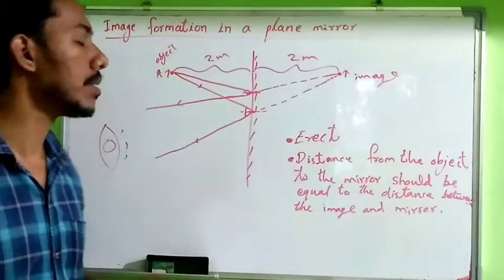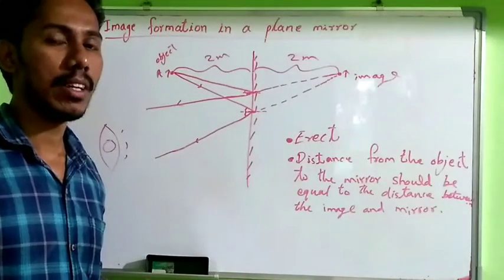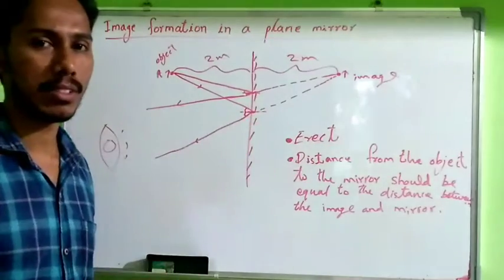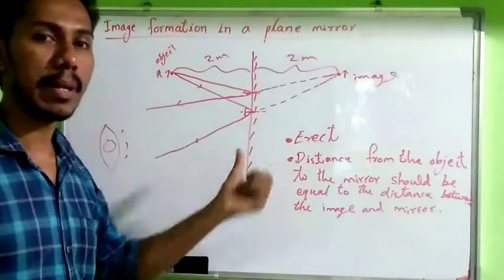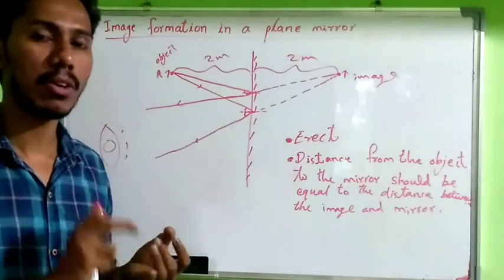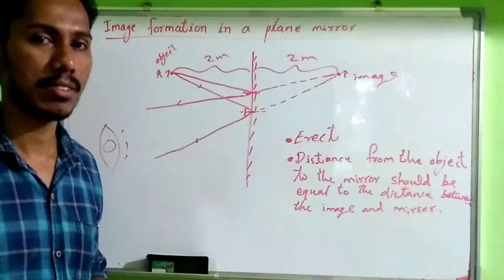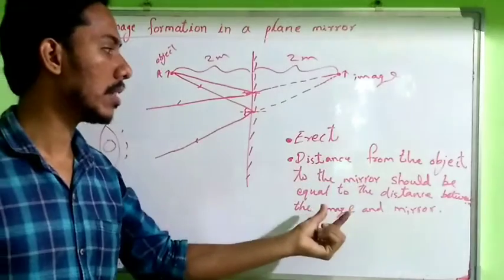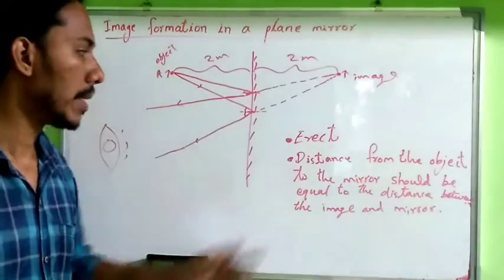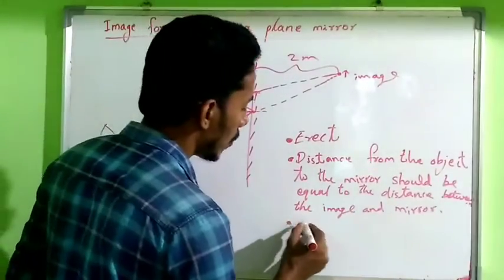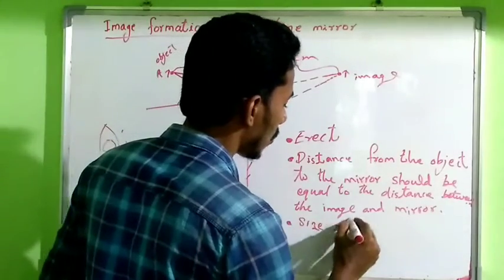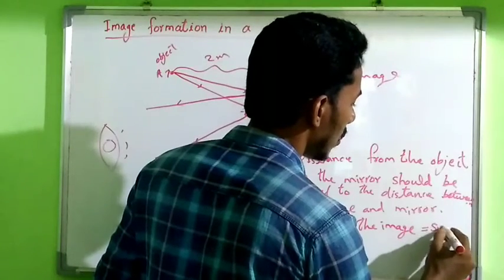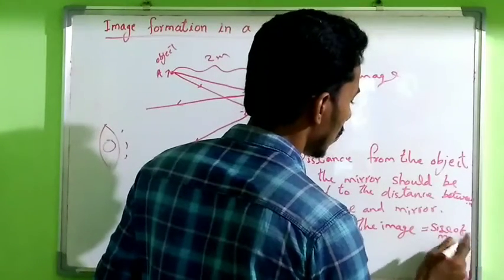Then size of this image. The image produced by a mirror should be equal to the size of the object. Okay, it is done by a plane mirror. In the case of concave mirror or convex mirror, the properties will change. In the case of plane mirror, the image is erect, the distance between the object and the mirror is equal to the distance between the image and the mirror, and the size of the image is equal to the size of the object.